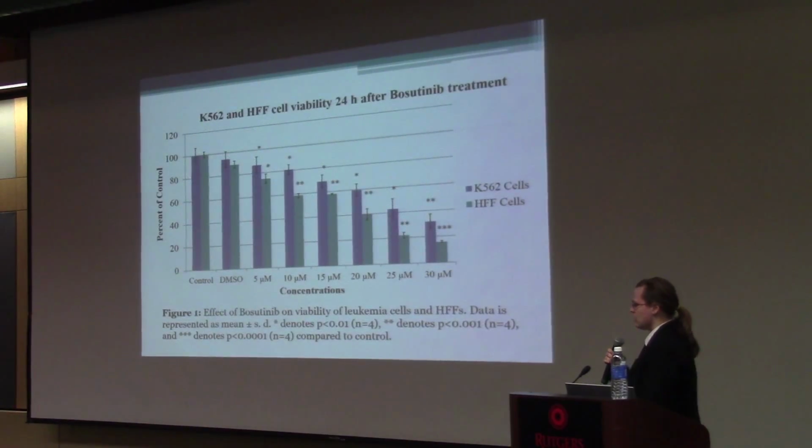So first, I looked at different concentrations of bosutinib and how K562 cells, which are chronic mild leukemia cells, and HFF cells, which are human foreskin fibroblast cells, basically normal human cells, respond to bosutinib. As you can see, as the concentration of bosutinib increases, the viability of both cell lines decreases. I picked 30 micromolar as the concentration of bosutinib to use in my continued studies because it caused the most significant cell death for the leukemia cells, thereby providing a platform to build upon and improve the treatment, and also caused the most significant normal human cell death, providing a good comparison to see if the cytotoxicity is reduced.